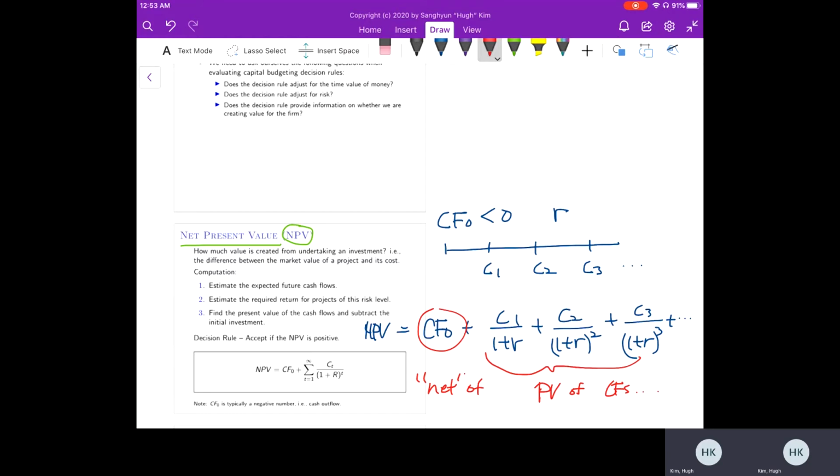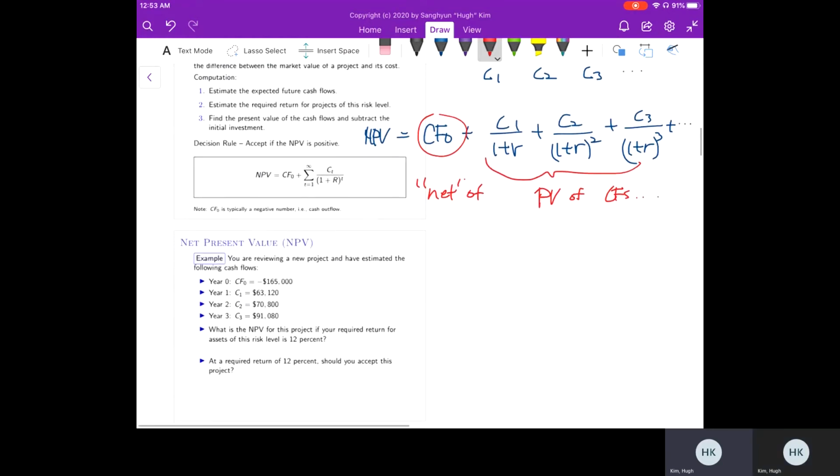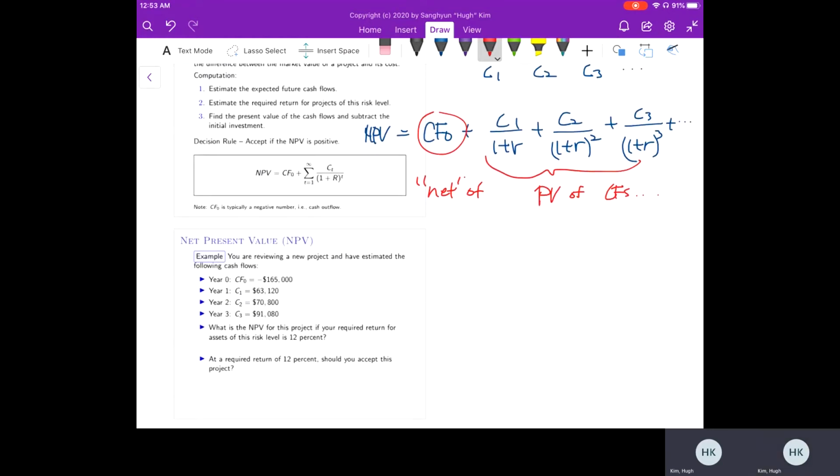Let's look at an example. You're reviewing a new project and have estimated the following cash flows. The initial cost is $165,000, and the project has the following cash flows for the next 3 years. So what is the NPV for this project if the required return is 12%?